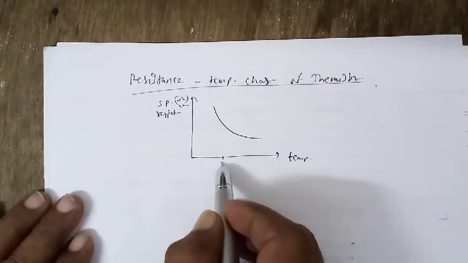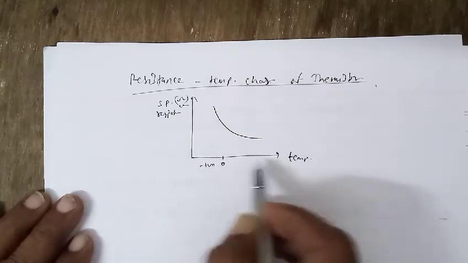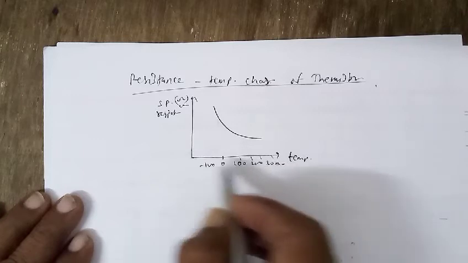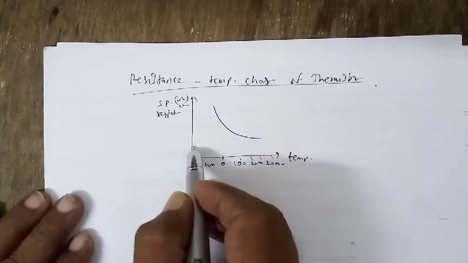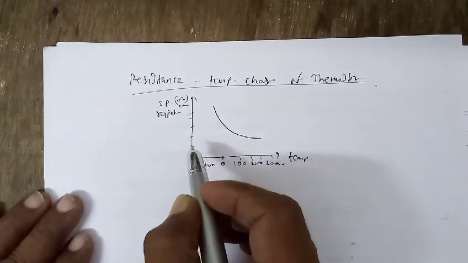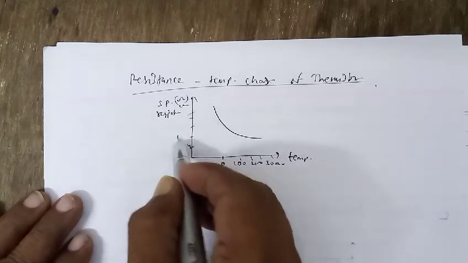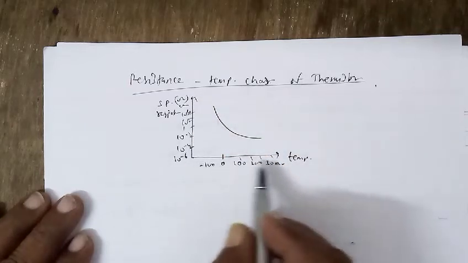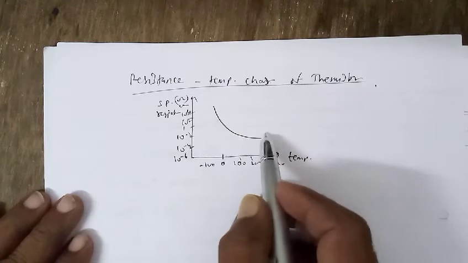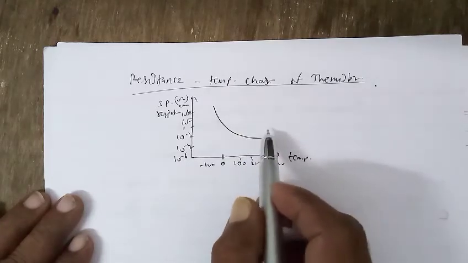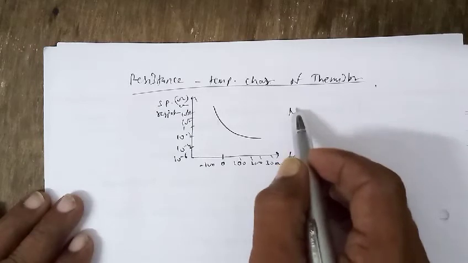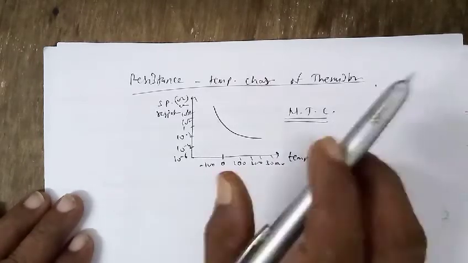Starting from minus 100, then it rises: 100, 200, 300 and 400. Likewise the value either increases or decreases. The specific resistance on the y-axis is 10^-6, 10^-4, 10^-2, 1, 10^-2, 10^-3, 10^-4, and the temperature is on the x-axis. It shows the characteristics with a very high negative temperature coefficient of resistance. It is nothing but a negative temperature coefficient resistance characteristic.